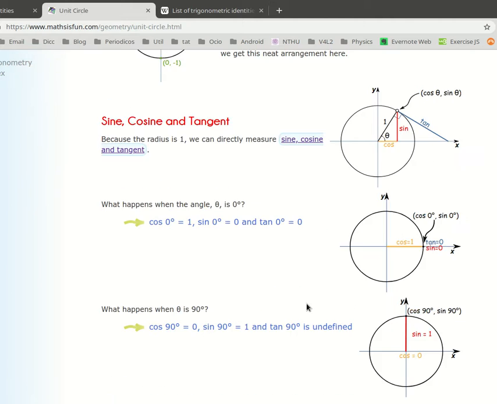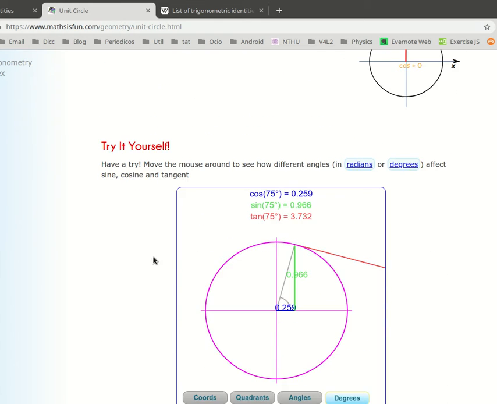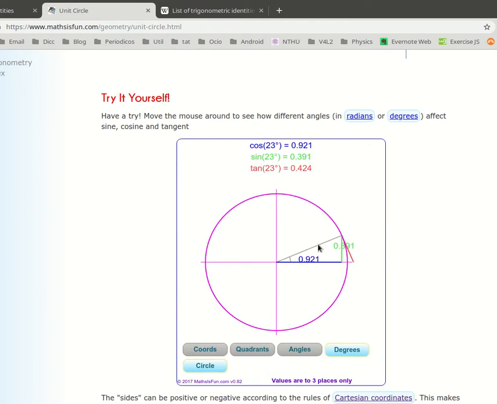The unit circle is this guy here. You can also play around with this, and in here you have the angle and how it looks. This is a circle with radius equal to 1. In the first quadrant, which is from 0 to 90 degrees, you have all the angles, and you can see how the sine and the cosine vary with the angle.